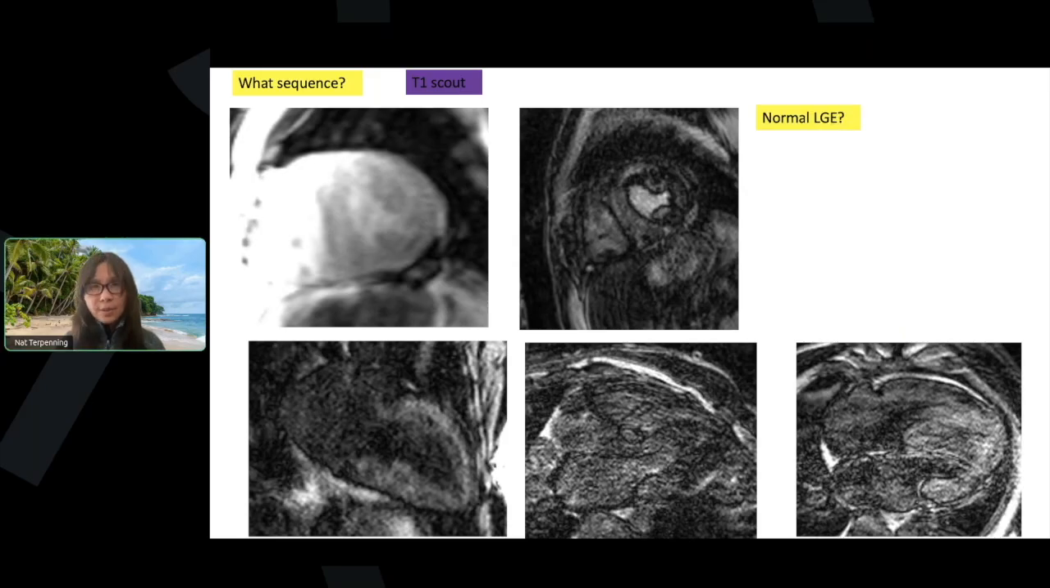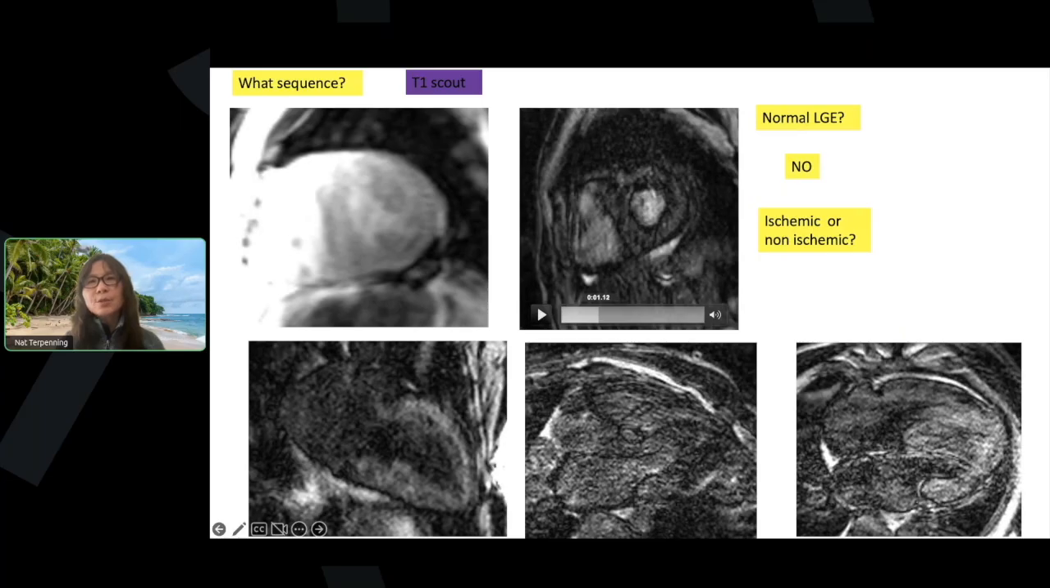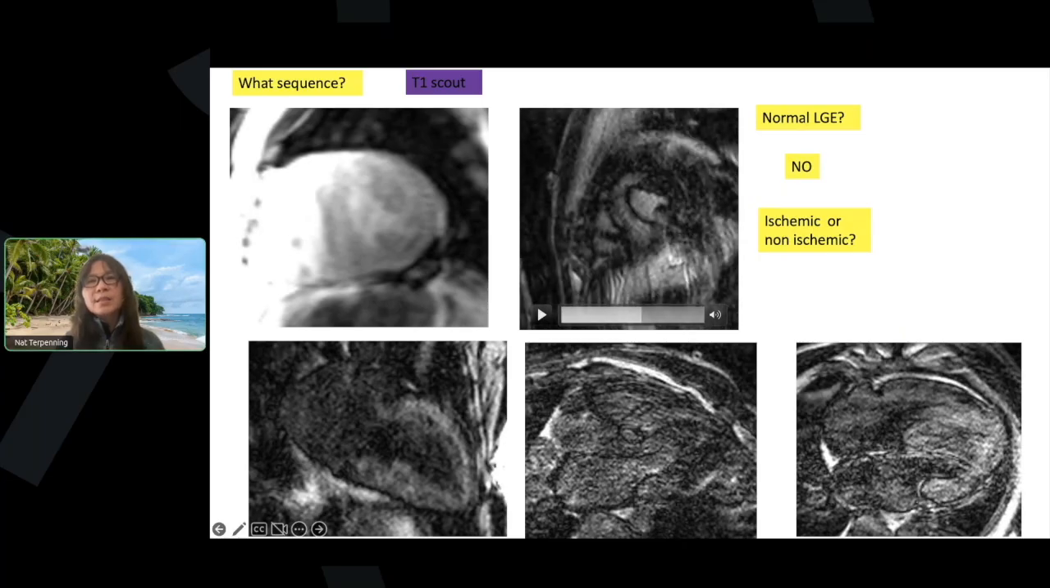Is LGE normal or not? The answer is not. And so again, I always come to this: is it ischemic or non-ischemic? For the ischemic, very easy: subendocardial enhancement or transmural enhancement and following coronary artery territory. And this one, we have transmural enhancement. Yes, it could be ischemic, but you cannot explain it by coronary artery distribution. So the pattern is right, but the distribution is not right. So this one will be non-ischemic.